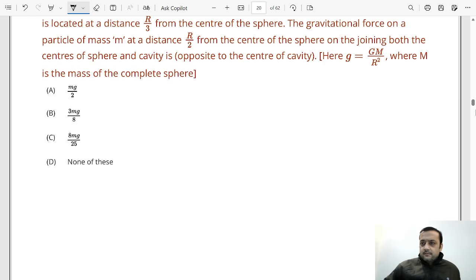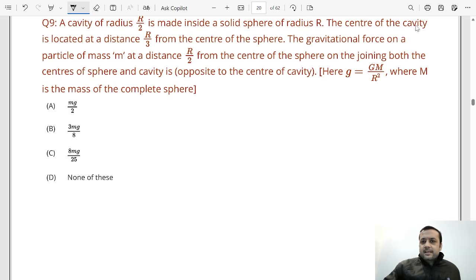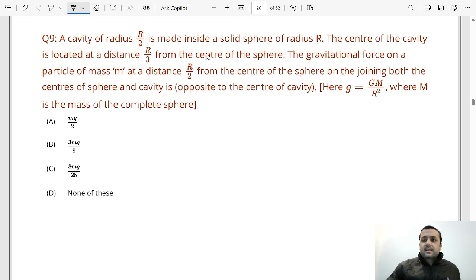Here what happens, a cavity of radius r by 2 is made inside a solid sphere of radius r. The center of the cavity is located at a distance of r by 3 from the center of the sphere. The gravitational force on the particle of mass m at a distance of r by 2 from the center of the sphere, on the line joining both the center of the sphere and the cavity, is opposite. So basically what is happening, let me tell you.